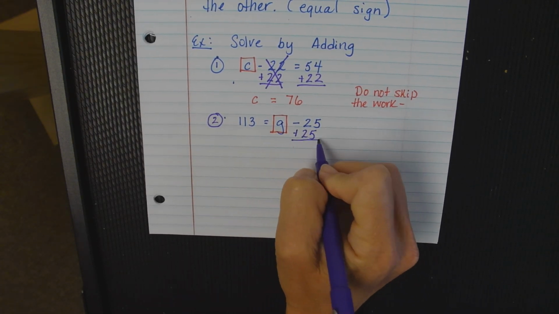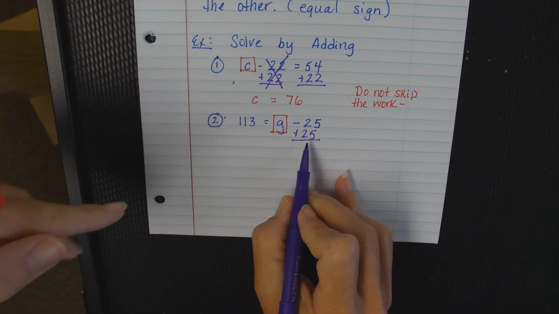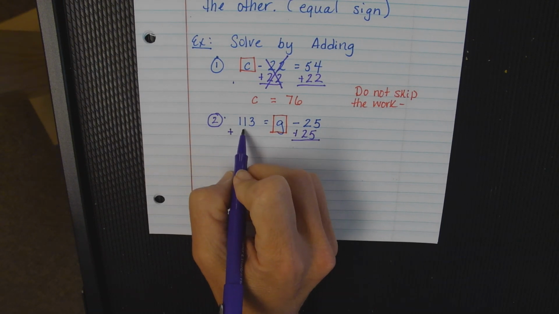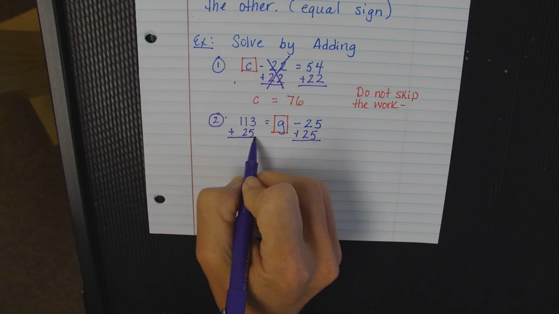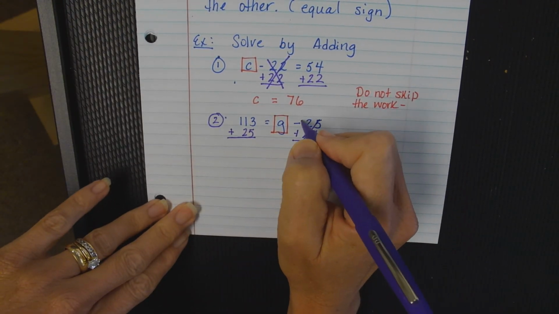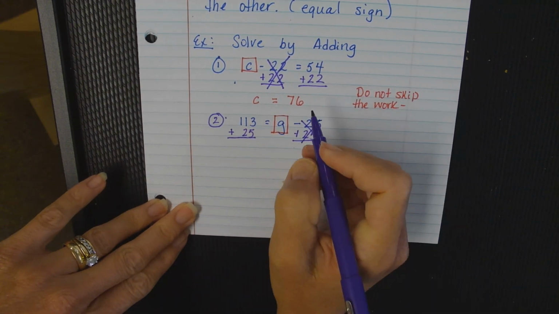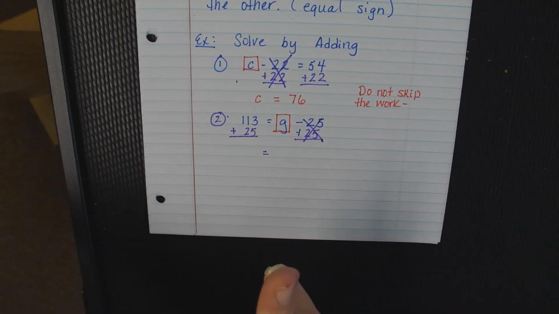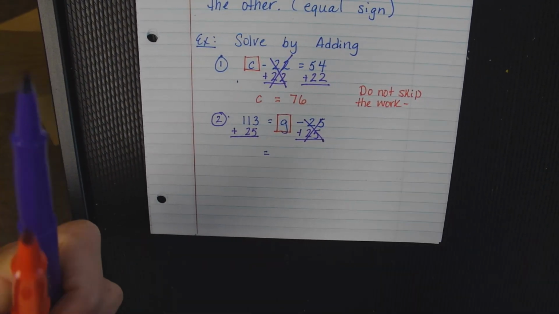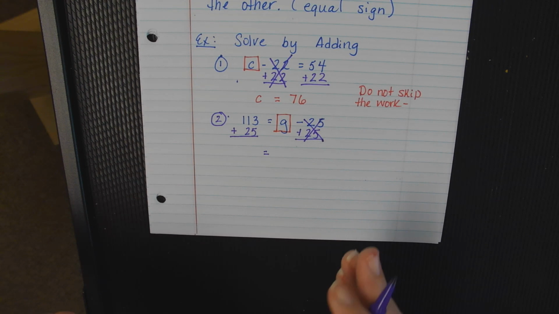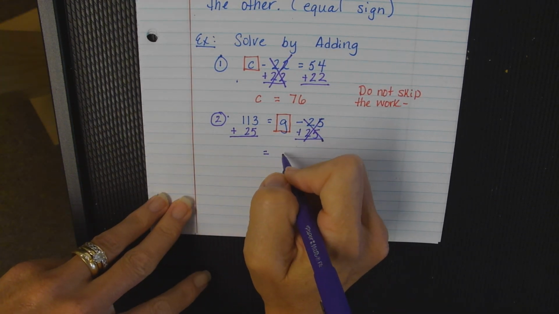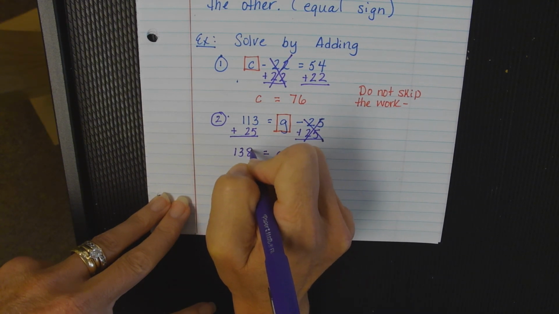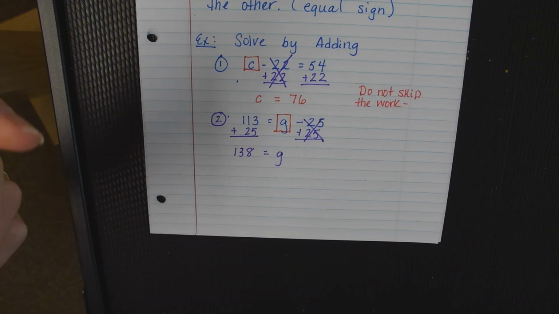What do I need to do? Cancel. I need to cancel. What I do on one side, I do on the other. This is gone. So I'm going to bring this down. Abby, what's my answer? 138. Good. Who got 138? Okay.